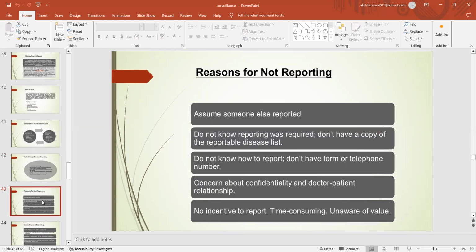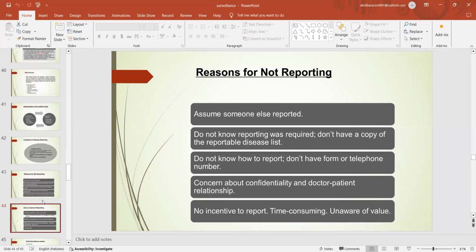Reasons for not reporting: assume someone else reported, do not know reporting was required, don't have a copy of the reportable disease list, do not know how to report, don't have a form or telephone number, concerned about confidentiality in the doctor-patient relationship, no incentive to report, time-consuming, unaware of the value.